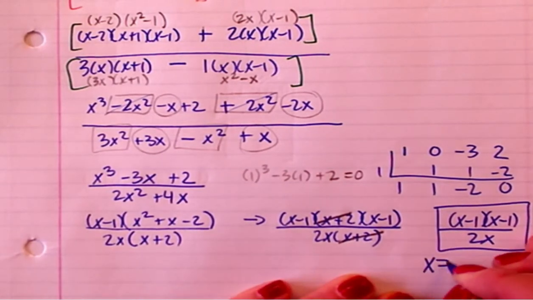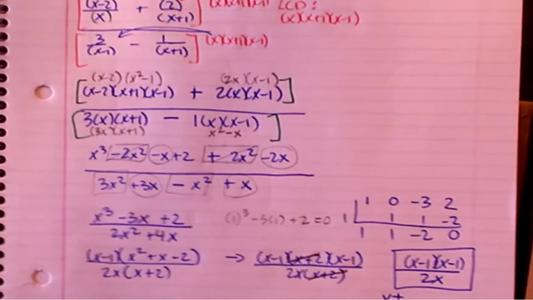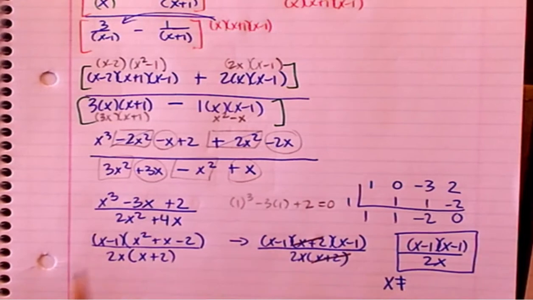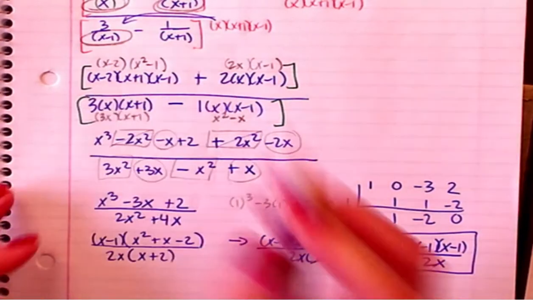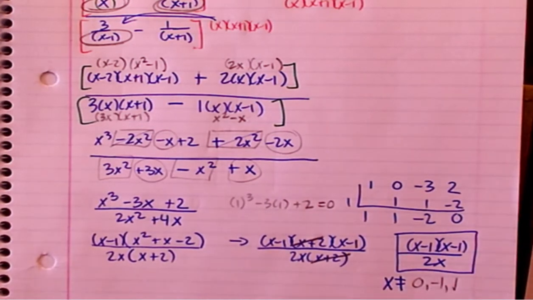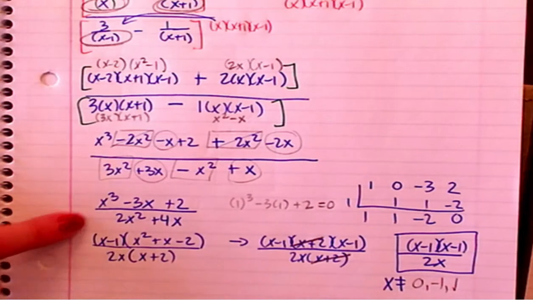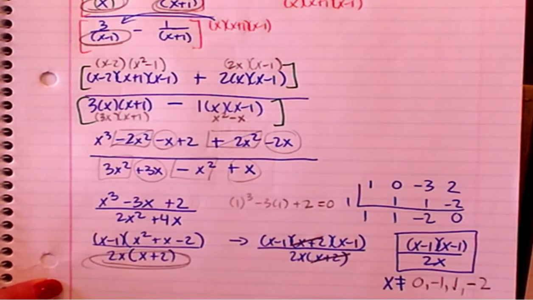So x can't be. What can't x be? So I'm going to go back. I'm going to look at my whole problem. Okay? I'm going to circle all my denominators. X plus 1, x minus 1. So I've got 0, -1, +1. And I'm going to check to see if I have any new factors pop up in the denominator. So right here, see that? -2. There's that new denominator factor. You have to look for it.